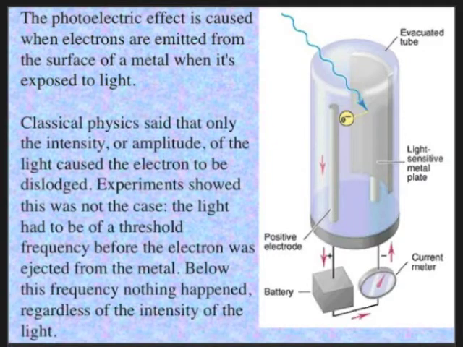Now, classical physics said that only the intensity or the amplitude of the light caused the electron to be dislodged. But experiments showed this was not the case. The light had to be of a threshold frequency, a certain wavelength or smaller, before the electron was ejected from the metal. Below this frequency, nothing happened, regardless of the intensity of the light.